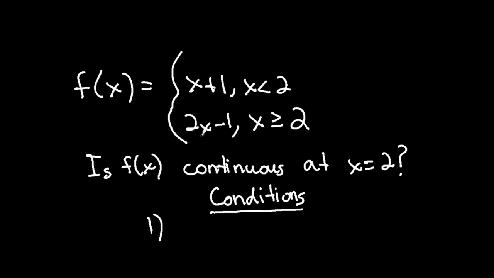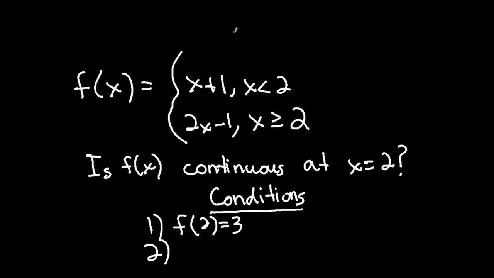And we can see from the bottom part of this piecewise function that we can plug in 2 to 2x minus 1, and we get 2 times 2 minus 1 equals 3. So we know that f of 2 equals 3. And the second condition is that the limit as x approaches c of f of x exists. So in this context, the limit as x approaches 2 of f of x must exist.